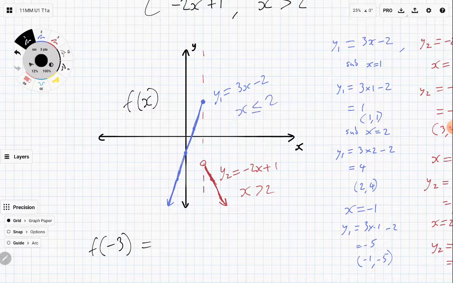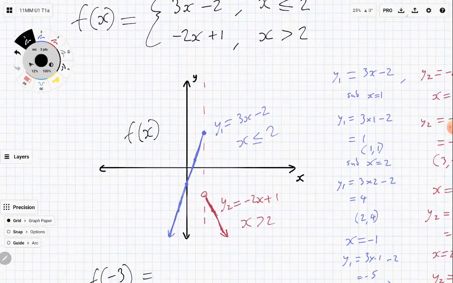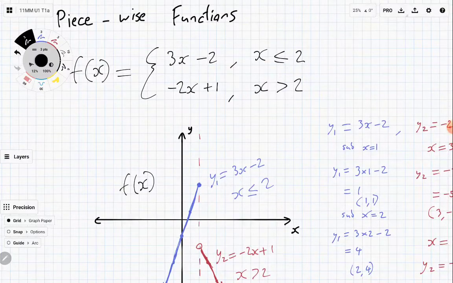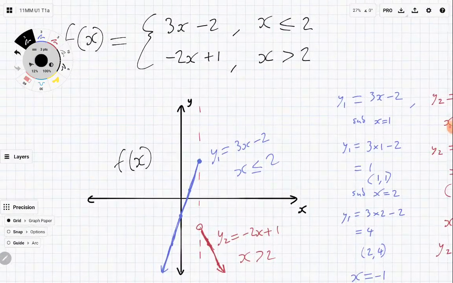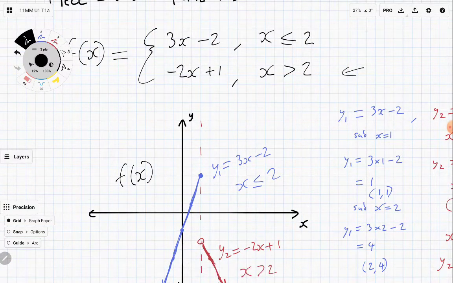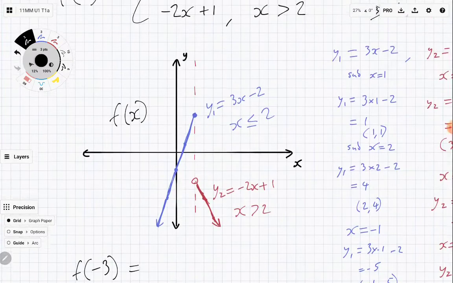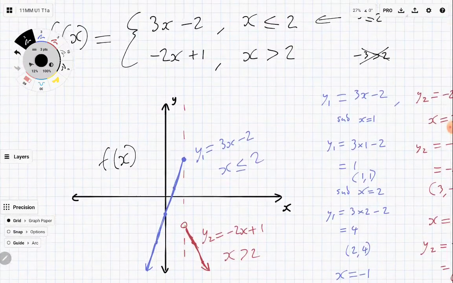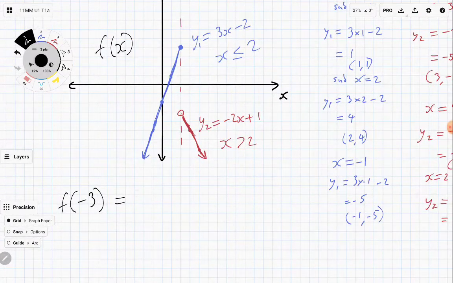Well, when x equals negative 3, is it going to behave like the top function or like the bottom function? It should behave like the top function because negative 3 is less than or equal to 2. Therefore, it fits the definition here, whereas negative 3 is not greater than 2, so that doesn't make sense because it's not true. Therefore, we're going to substitute into y1. So 3x minus 2, 3 times negative 3 minus 2, negative 9 minus 2, negative 11.